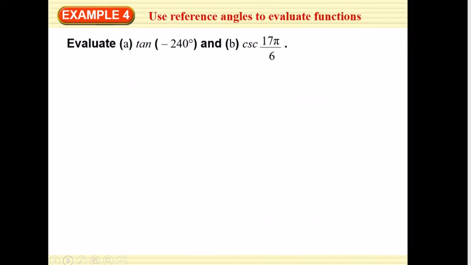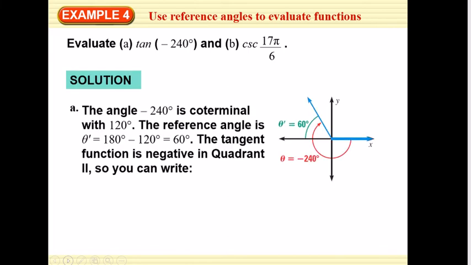The tangent of negative 240 degrees. All right, so if I just draw out a simple example here of negative 240 degrees, I go past 180, and I go 60 degrees past 180 clockwise to get negative 240. So my reference angle here is going to be 60 degrees. The part that they didn't show you is finding the coterminal angle in the picture, which is 120 degrees.